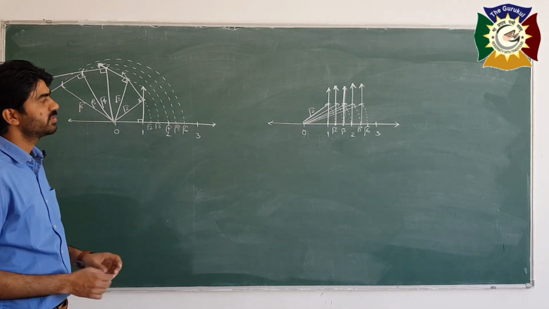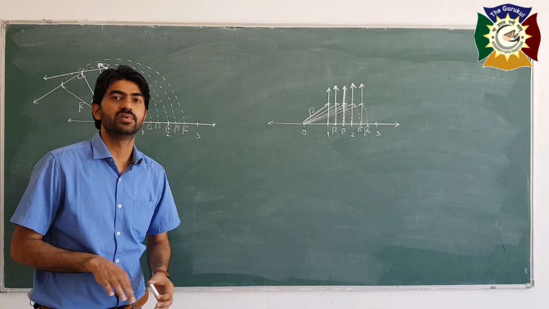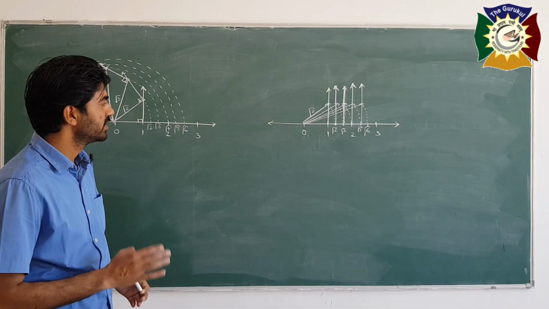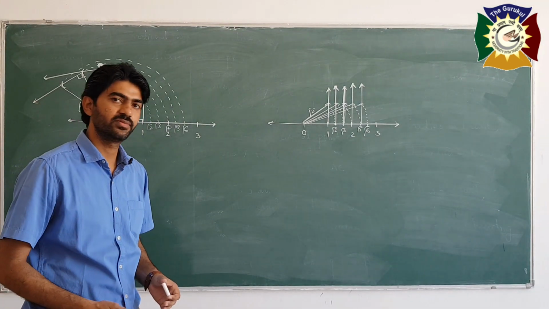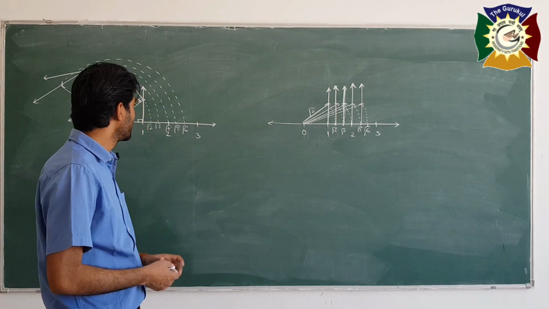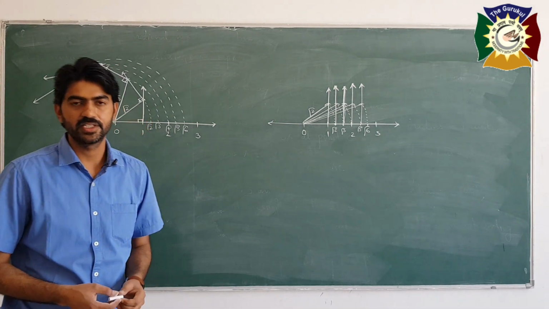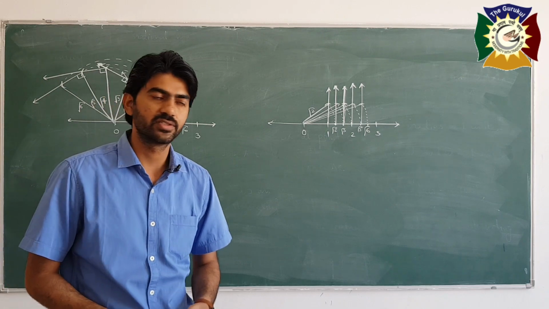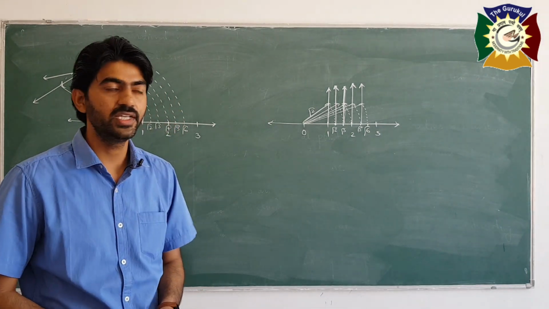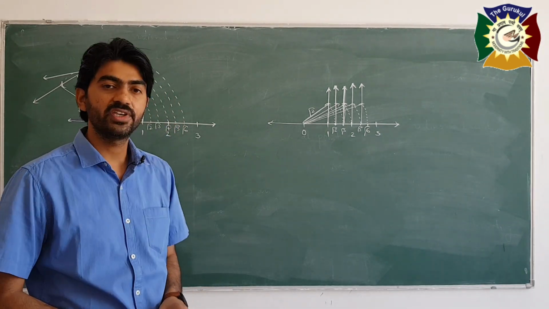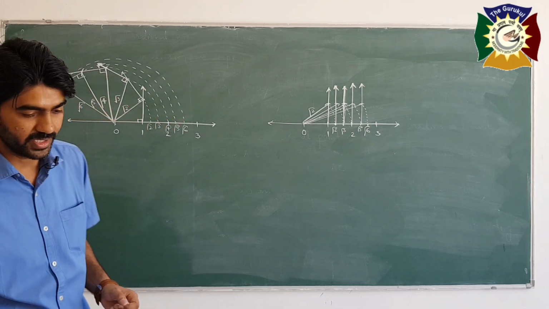So this way we can represent the irrational numbers on the number line. Till now in class 8, class 7, class 6 we have discussed representing the rational numbers or integers on the number line. This is the representation of irrational numbers on the number line.